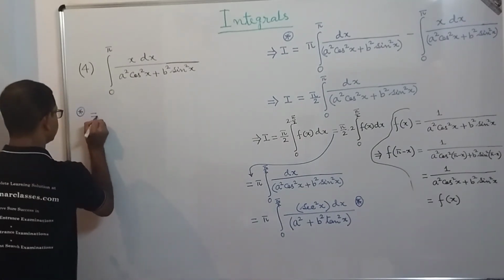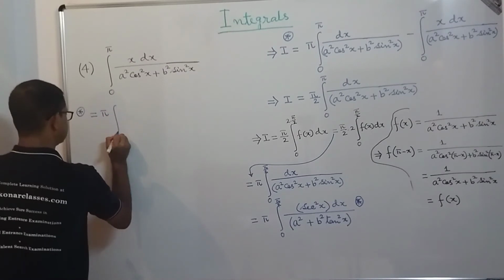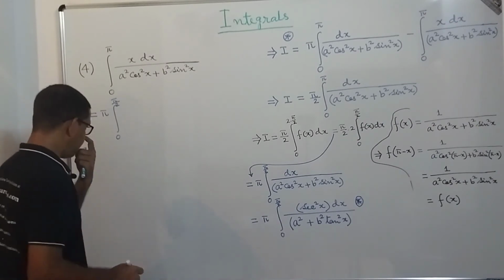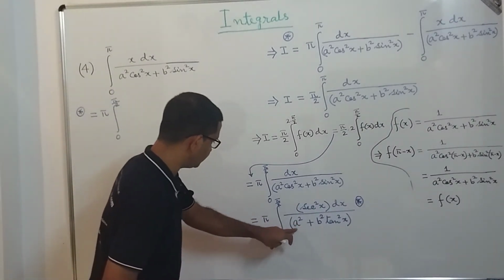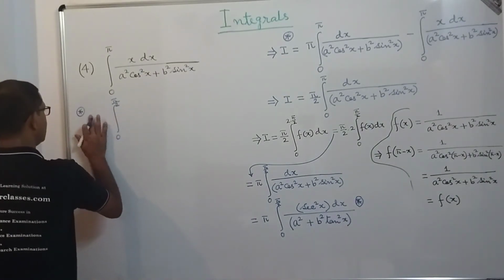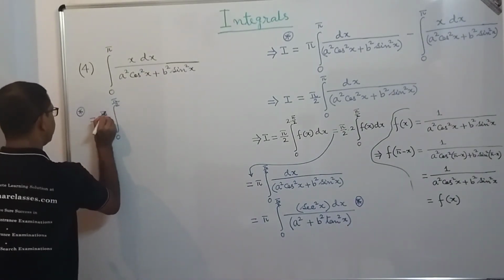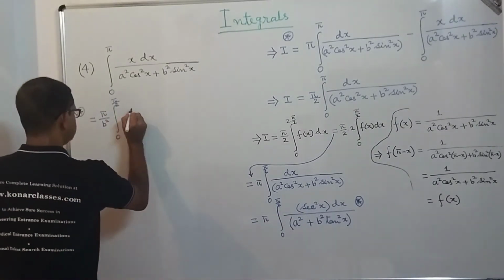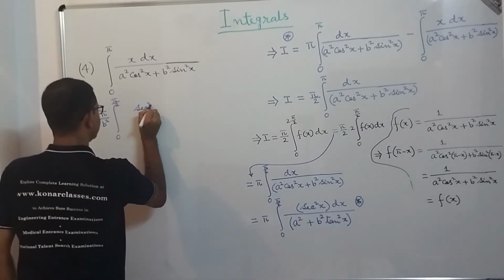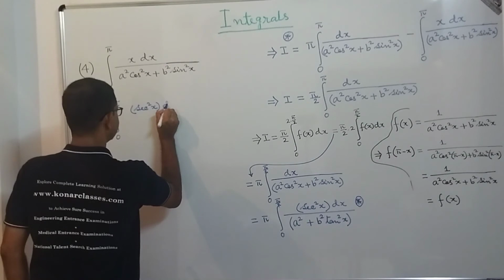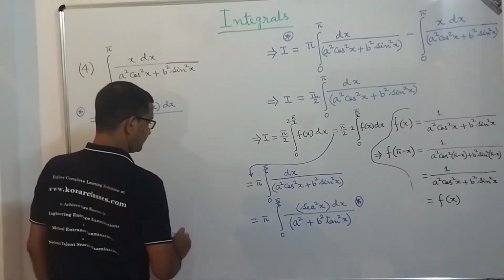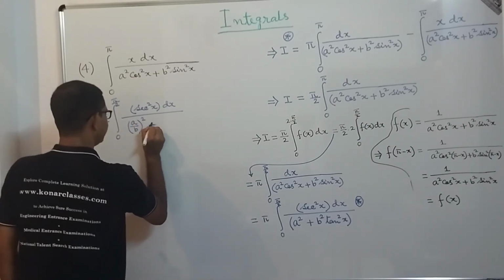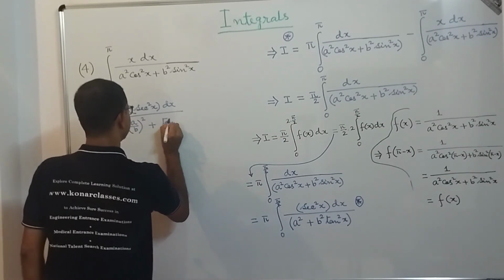So from here, this is equal to what, dear students? We get pi integration 0 to pi by 2, sec square x. We can take b square common. So instead of pi, we can write pi by b square. Then in the numerator we get sec square x into dx, and in the denominator we get a by b complete whole square plus tan square x.